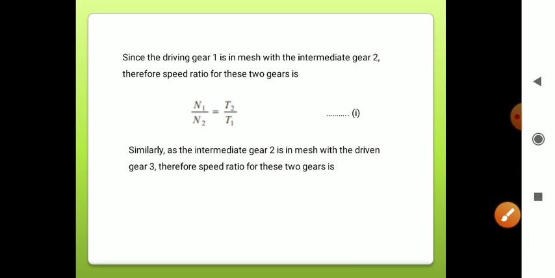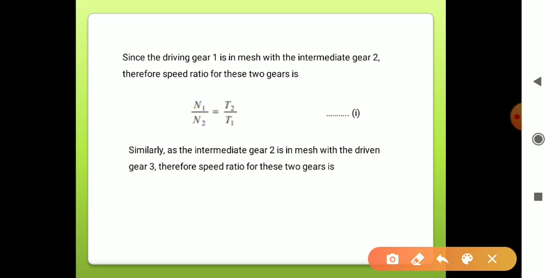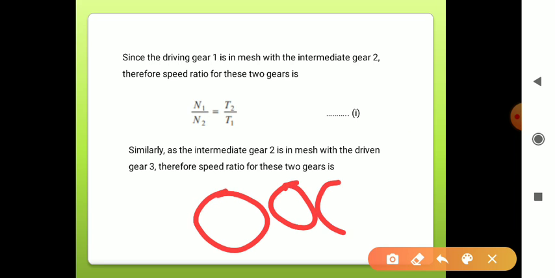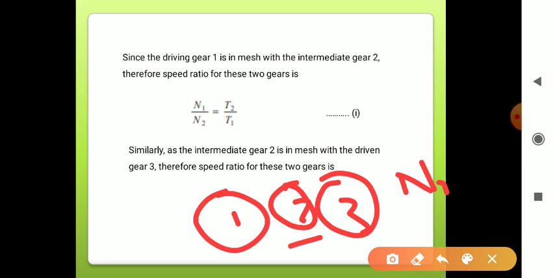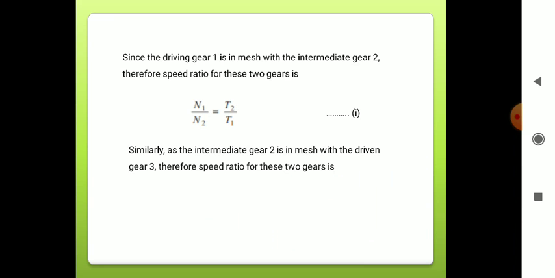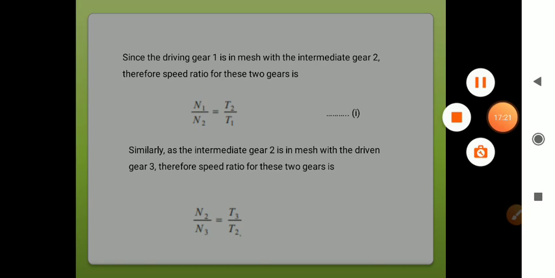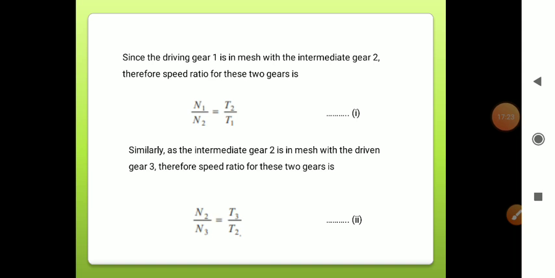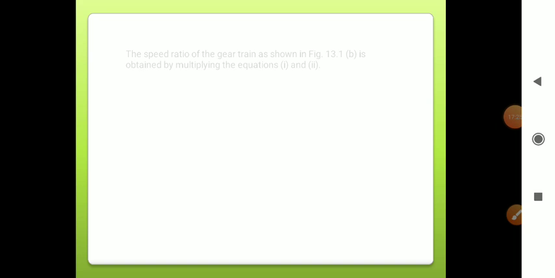Similarly, intermediate gear 2 is in mesh with the driven gear 3, therefore the speed ratio between these two gears, gear number 2 and gear number 3, gives N2 divided by N3 equal to T3 divided by T2. This is equation number 2. Now the speed ratio of the gear train as shown in figure B is obtained by multiplying equations 1 and 2.